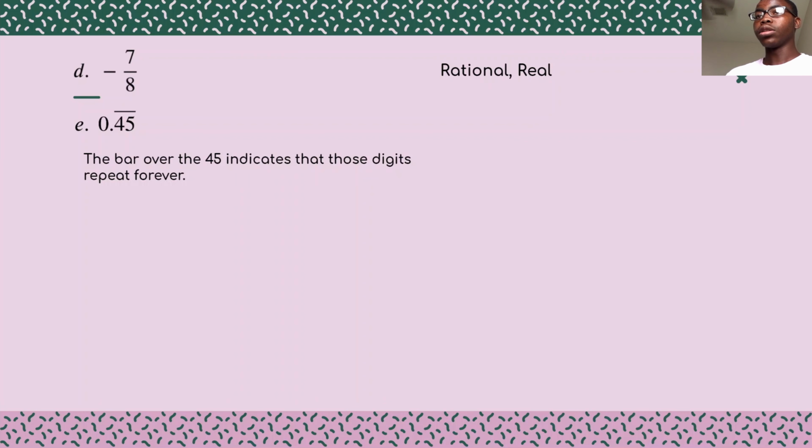Let's do some more. We have negative 7 over 8. This is a fraction, and it's also a negative number, which means it is rational and real. Next up, we have 0.45 repeating, and the bar over the 45 indicates that these digits repeat forever. Remember, when digits repeat forever, it counts as a rational number, which means it's also real.